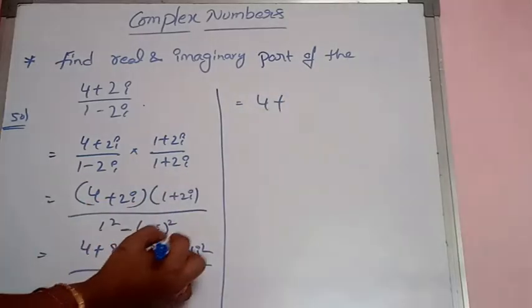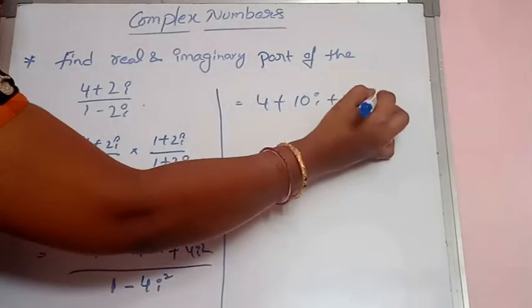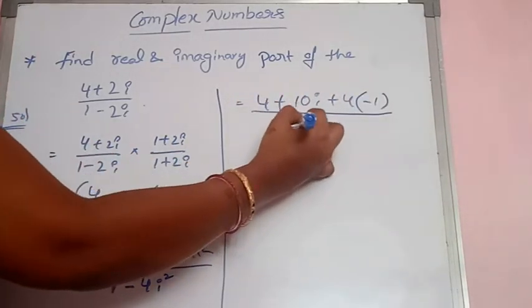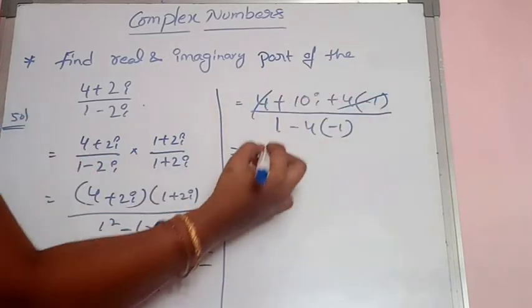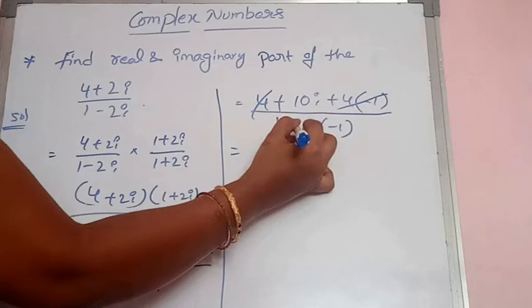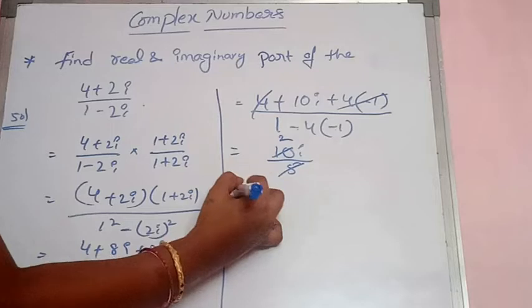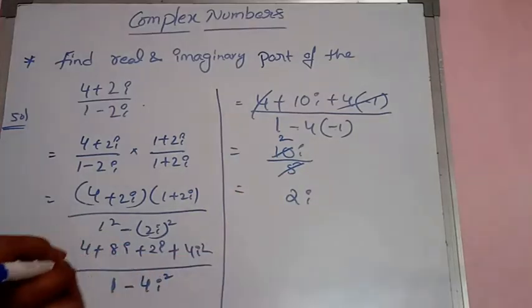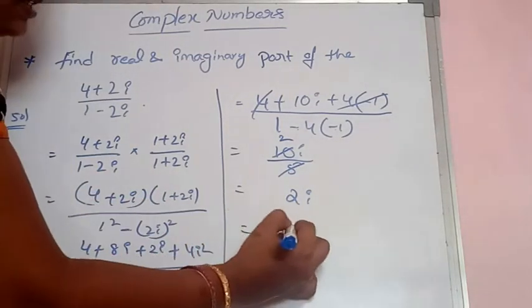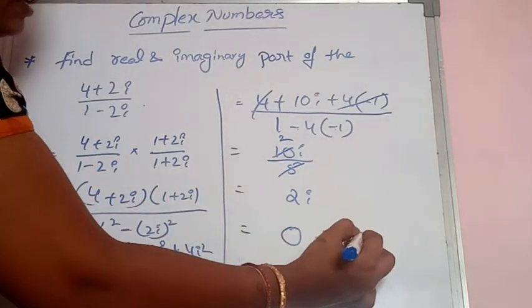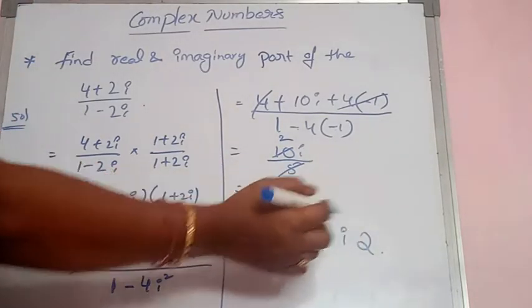4 plus 8i plus 2i means 10i, plus 4 into i square, which is minus 1, divided by 1 minus 4 into minus 1. So 4 minus 4 cancels. 10i by 1 plus 4, that is 5. 5 ones are 5, 5 twos are 10, so 2i is the answer. We write this 2i in complex number form, that means 0 plus 2i. 2i or i2, it is the same.